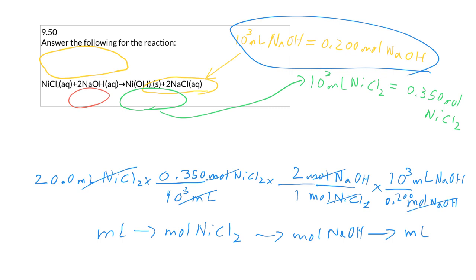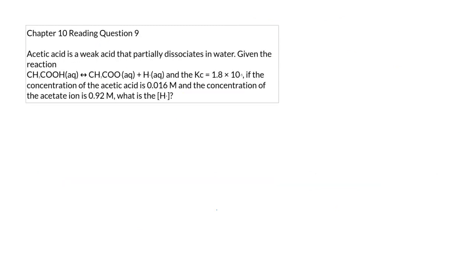So it's multiplying everything on top, dividing through by everything on the bottom. And I get 70 milliliters of sodium hydroxide. All right, that's that for that one.